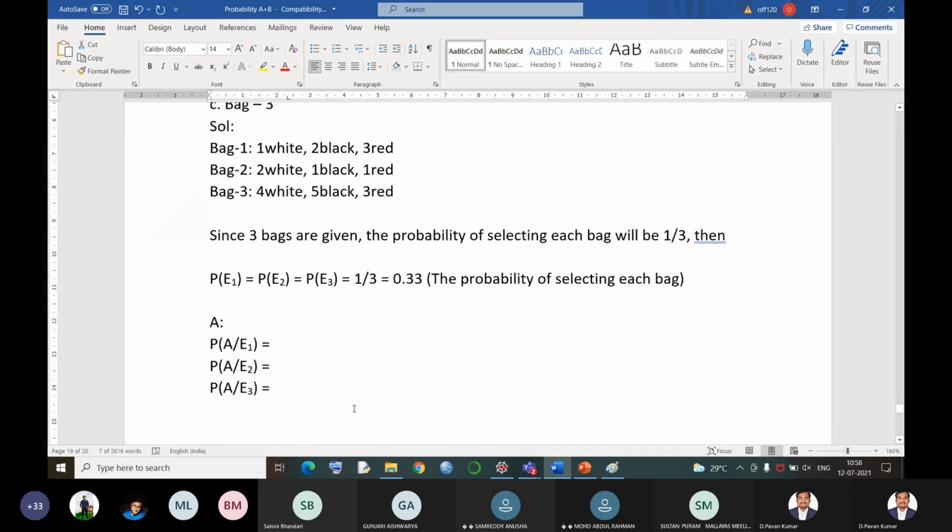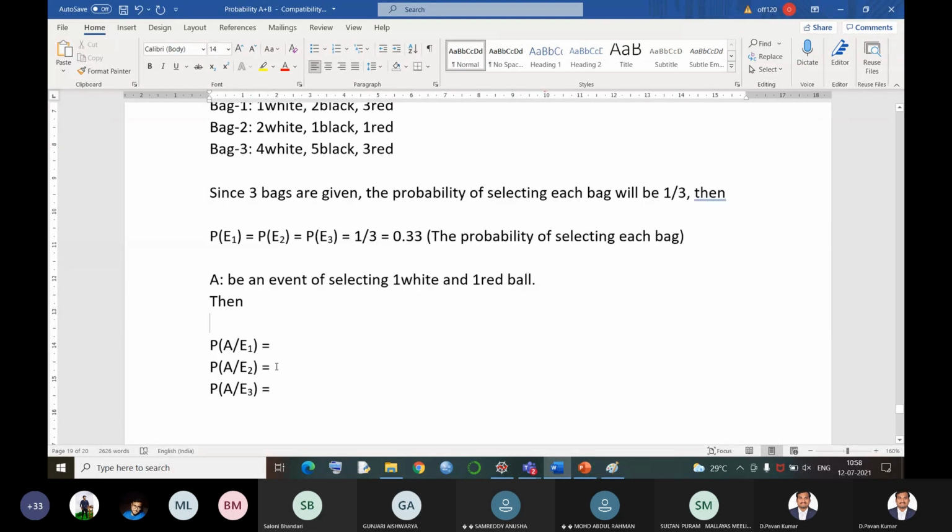So how do we mention this? Let A be an event of selecting one white and one red ball, because they want two balls, right? Out of which one should be white and one should be red. Then what is the probability of getting one white and one red ball from bag 1? What is the probability of getting one white and one red ball from bag 2? First of all, let us find out these values, then only we can substitute in our question.